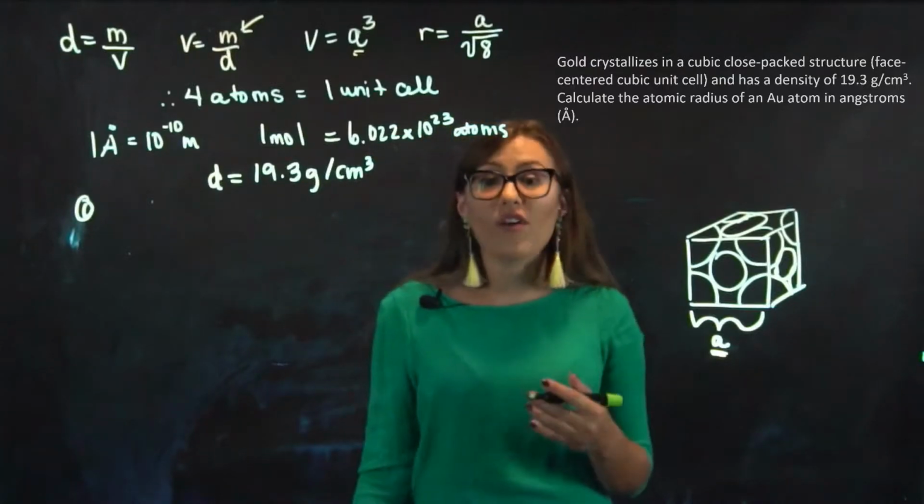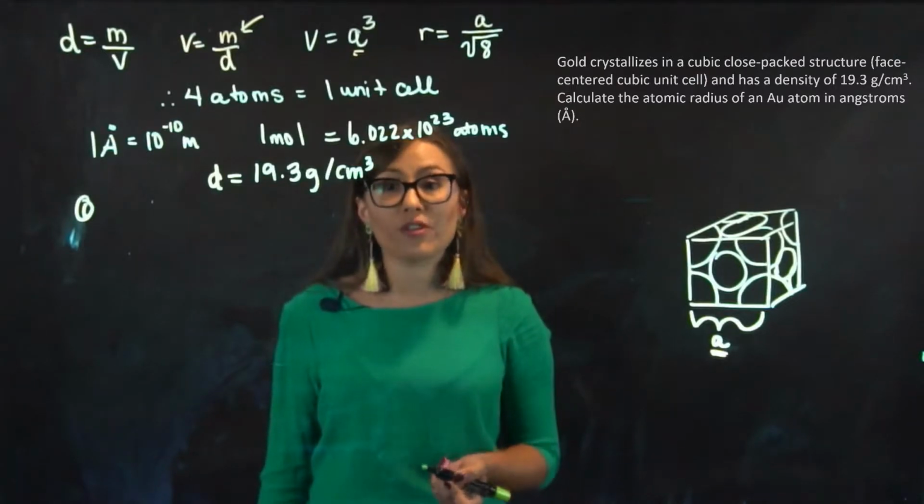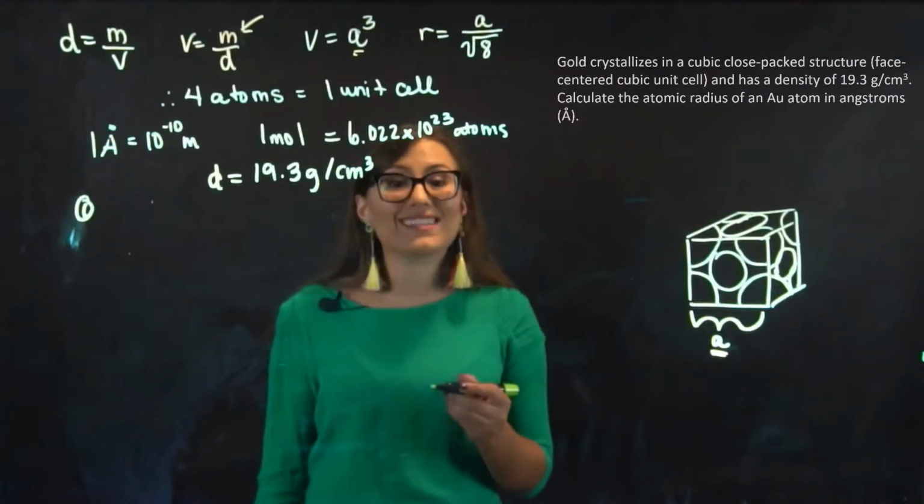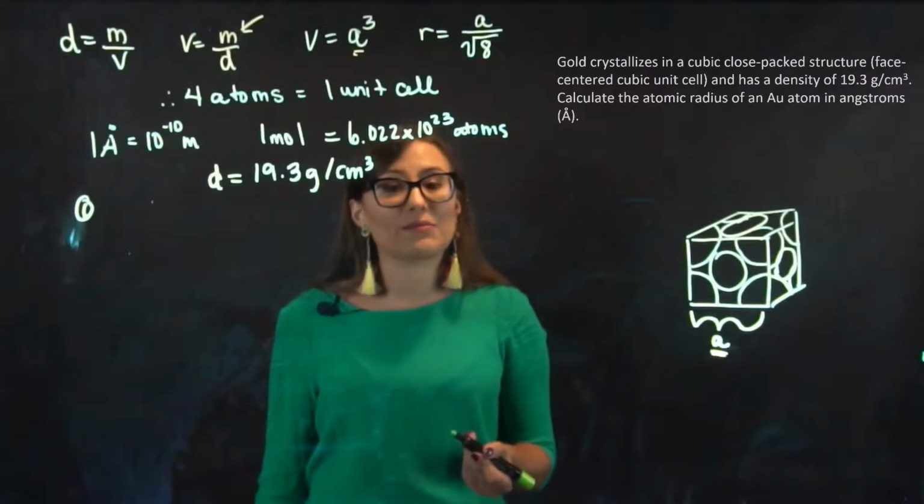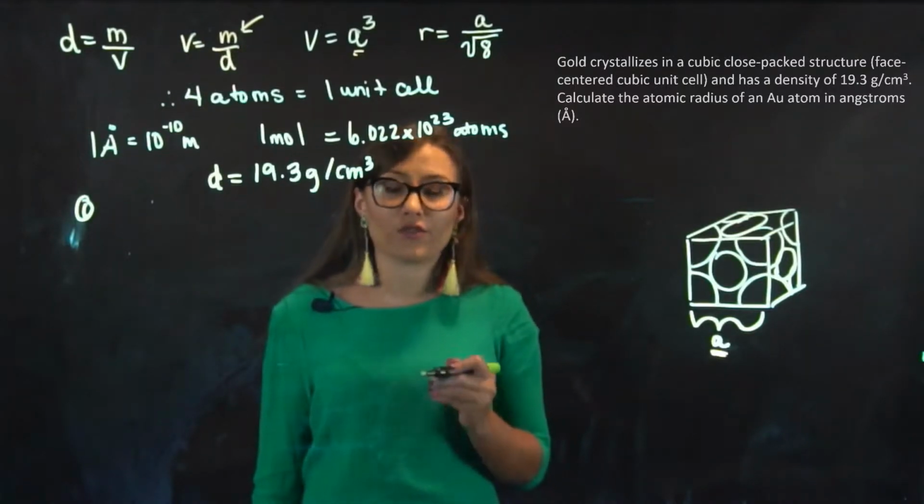Hello and welcome back. The following problem states: gold crystallizes in a cubic closed-packed structure, face-centered cubic unit cell, and has a density of 19.3 grams per centimeter cubed. Calculate the atomic radius of a gold atom in angstroms.